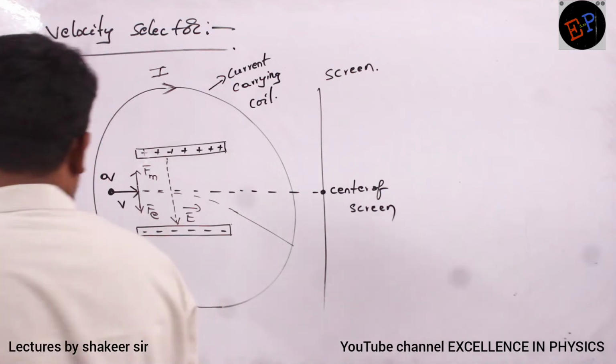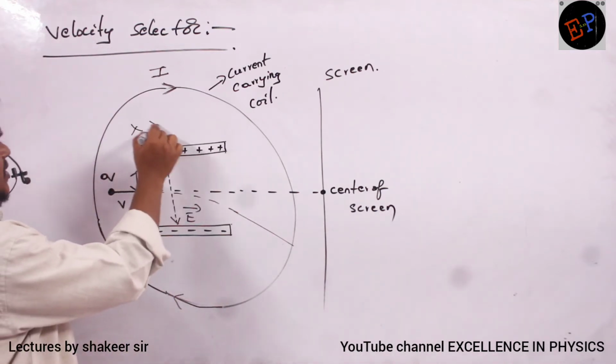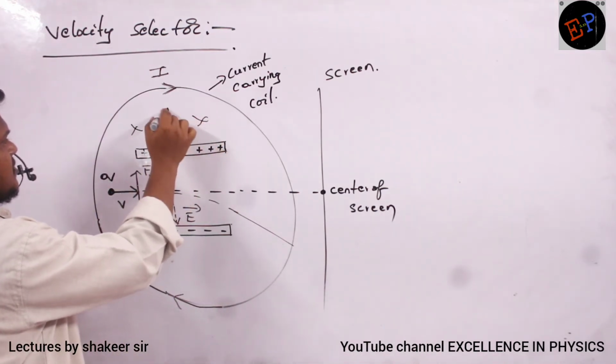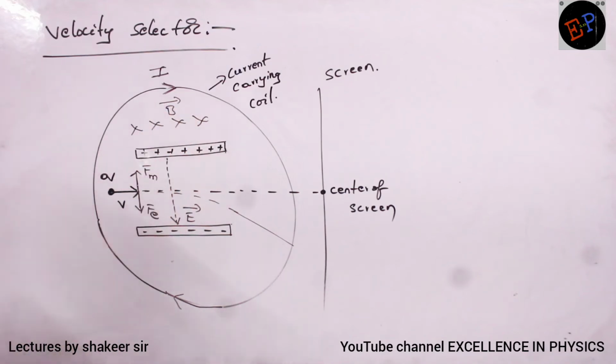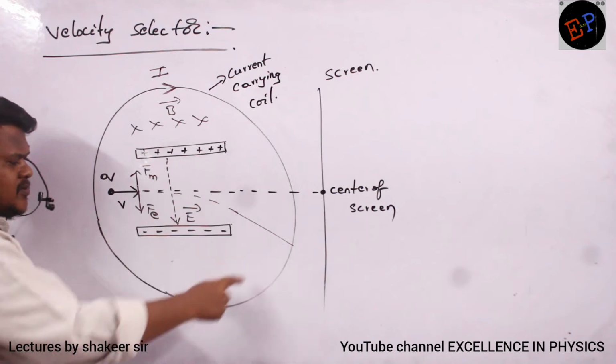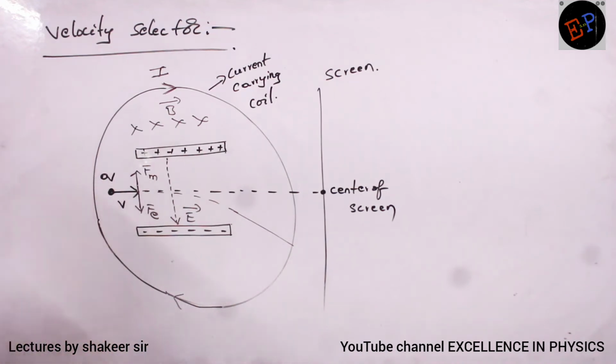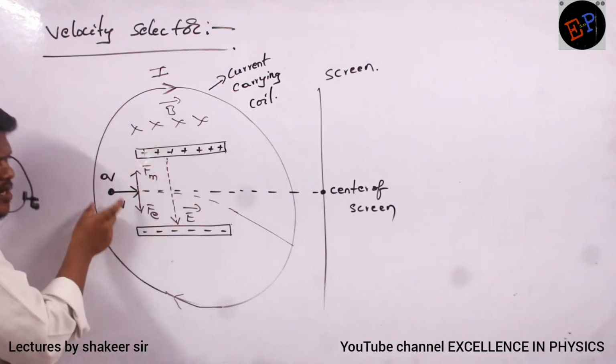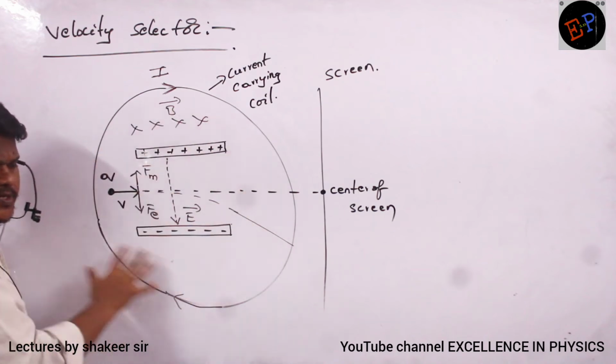Okay, let us see. So therefore I can say this is the direction of B dash. This is the direction of B dash. Clear? And who is producing this B dash? Coil is producing this B dash. Okay. Now see. So when charge is, B dash is present everywhere.